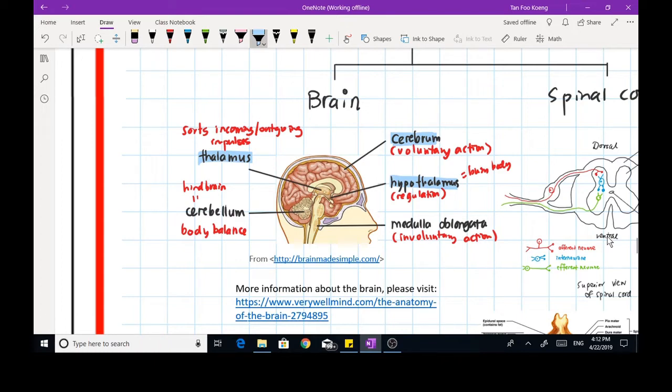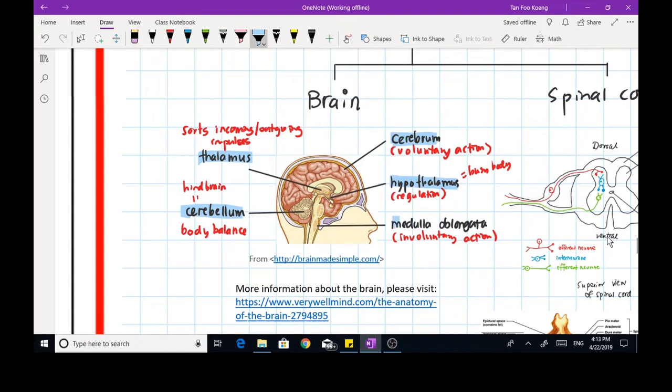Now what about the cerebellum? Now cerebellum is also known as the hindbrain. It is situated posterior to the cerebrum, behind cerebrum. Now what does it do? It controls the body balance. So if you want to make a body movement, of course the impulses are still from the cerebrum, but the impulses will be modified by the cerebellum first before they are transmitted to the skeletal muscles in your legs, in your hands, so that you are able to make that precise movement.